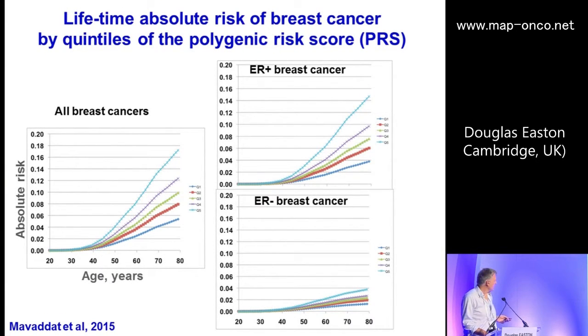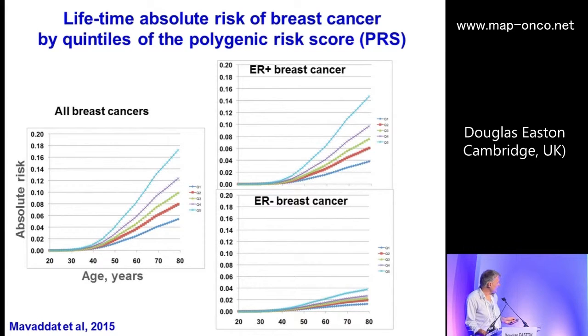And you do indeed get quite a nice risk prediction. This is looking at absolute risk of breast cancer according to where you lie on this distribution. On the left here, this is all breast cancer. The average risk is about 9% or 10%. But you can see that the women in the top 20% of the distribution have a much higher risk, getting on for 18%. Women in the bottom 20% have a much lower risk. So you're getting information which could be useful in terms of considering screening strategies or chemoprevention, for example.